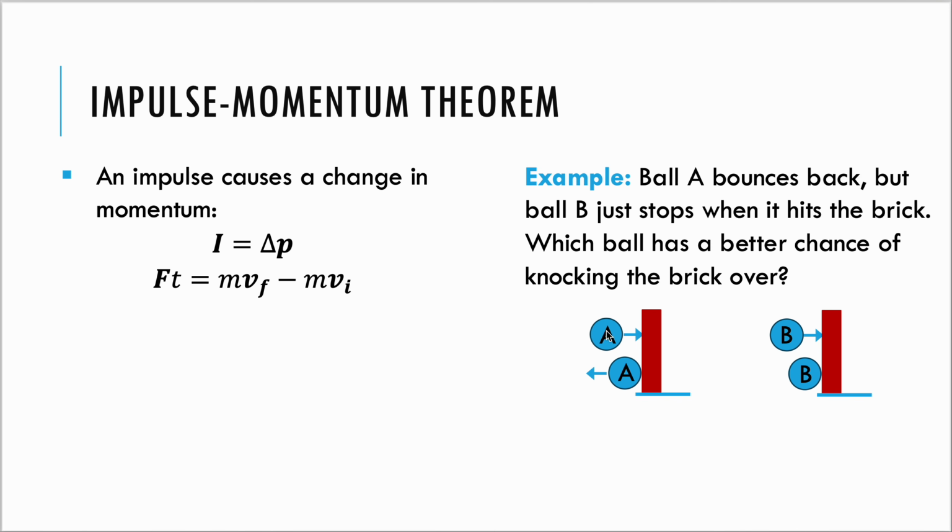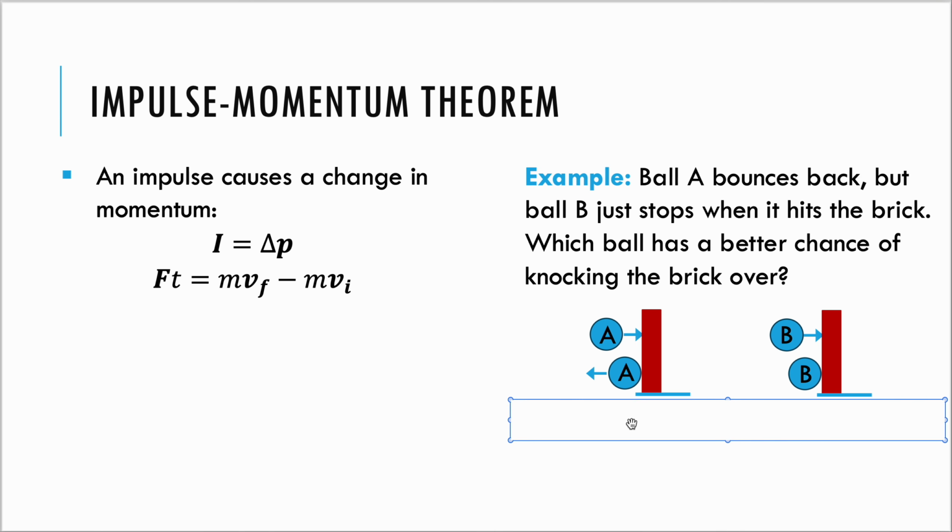Ball A on the left here bounces back, so it's hitting this brick and bouncing back. But ball B just stops when it hits the brick. Which ball has a better chance of knocking the brick over? The ball that has a better chance of knocking the brick over is delivering a greater impulse, which means it has a greater change in momentum.